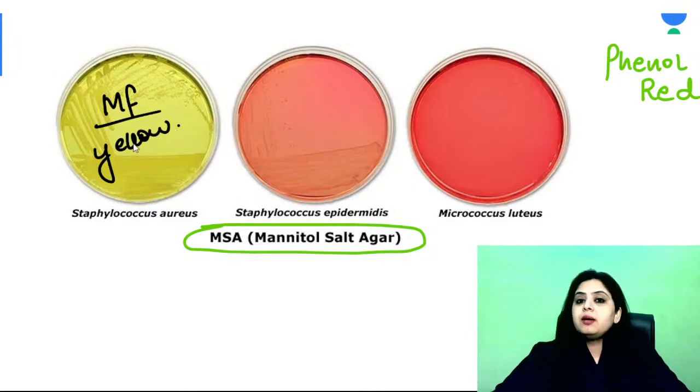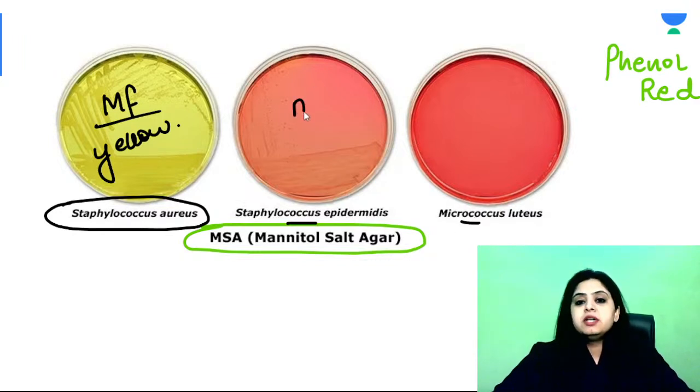Is that okay? So यहाँ पे mannitol is fermented. Which organism shows you mannitol fermentation? Staph aureus shows you mannitol fermentations. बाकी जो भी micrococcus, staph, other epidermidis, all of them are non-mannitol fermenters. Only staph aureus is a mannitol fermenter.